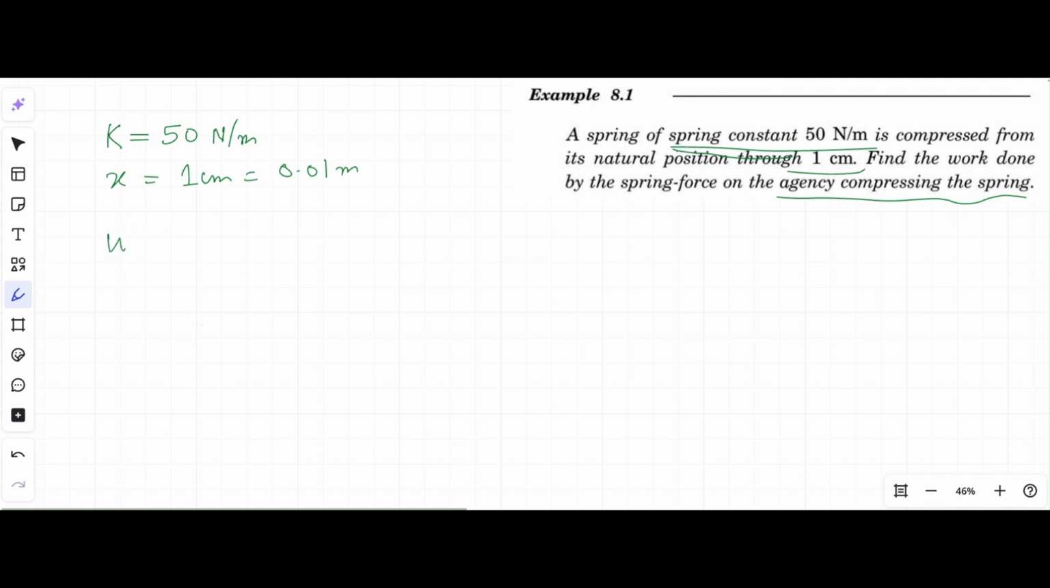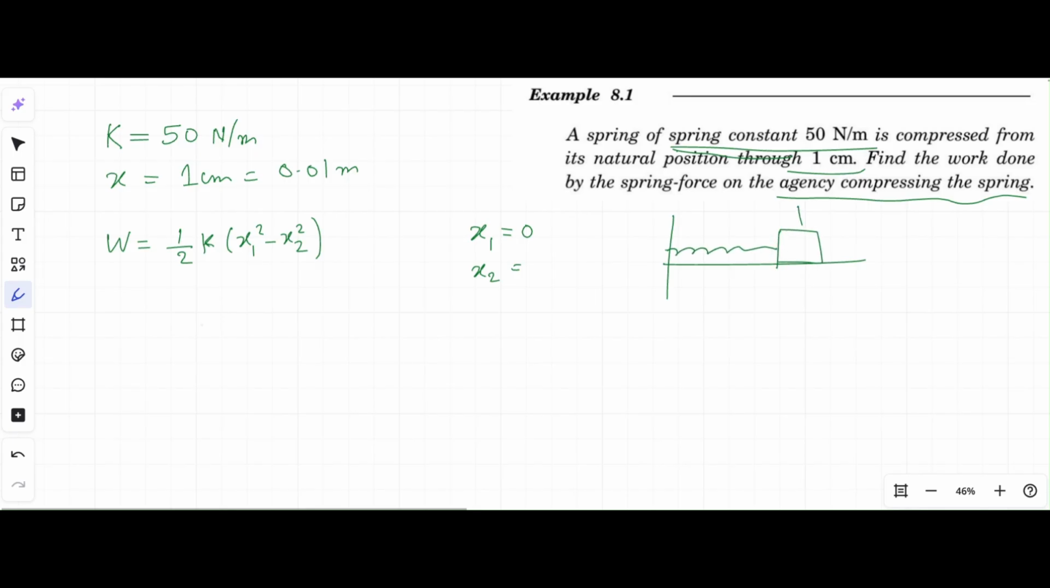So work done by spring force is half K (x1 square minus x2 square). So we have seen that x1 is the initial position. So the initial position is natural. So let us say that the natural position is 0. Then it says that the spring force compresses the spring.